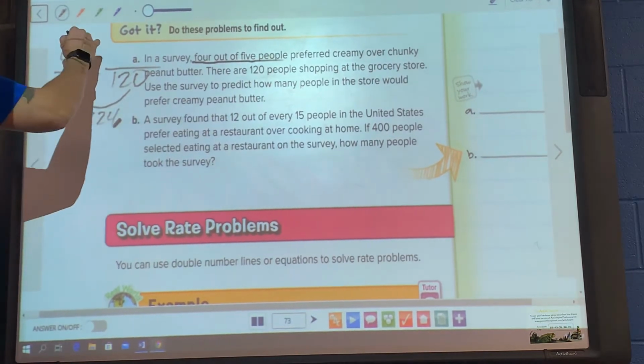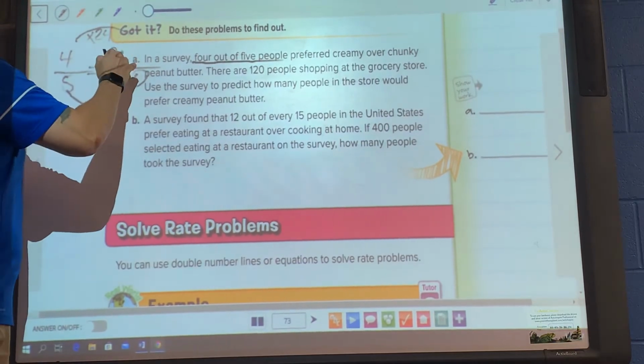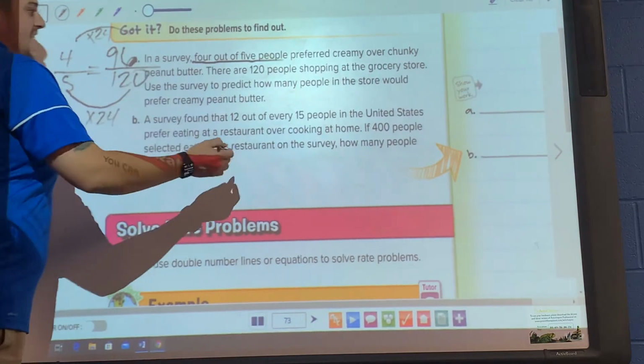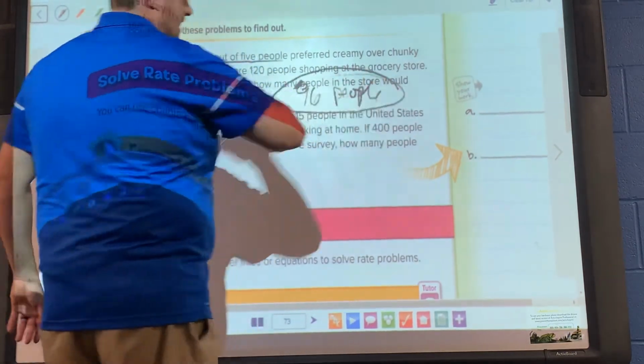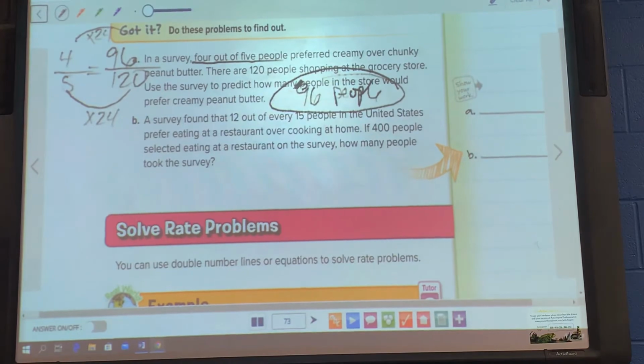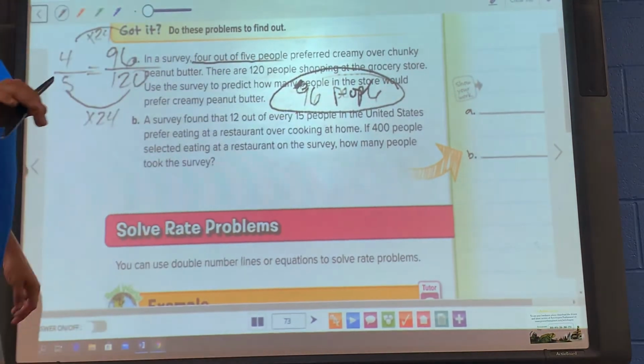Okay? So now we do the same thing at the top. Whatever you do at the bottom, you gotta do the top. So that would be 96. So 96 people will choose creamy out of those 120. We're not looking for the total amount. We're looking for the select few that are choosing the creamy over chunky.